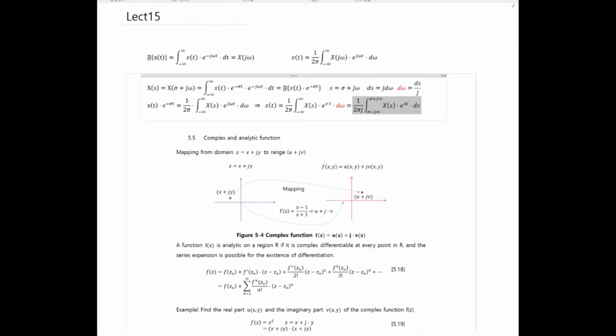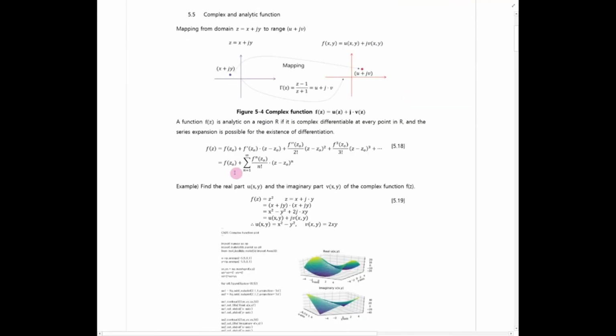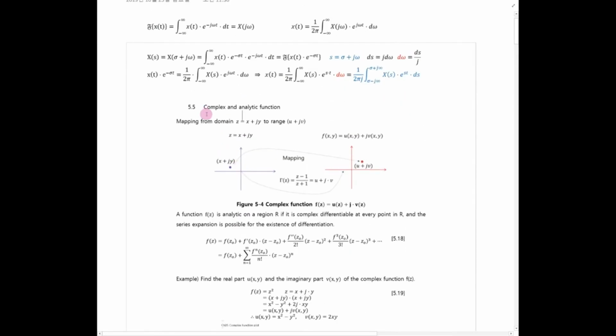Okay, this is the definition of the inverse Laplace transform. You can see here, s is a complex number like this one. Complex integration is required to take the inverse Laplace transform. So we need to know how to integrate complex functions. X(s) is also a complex function. So we know why we need complex integration.